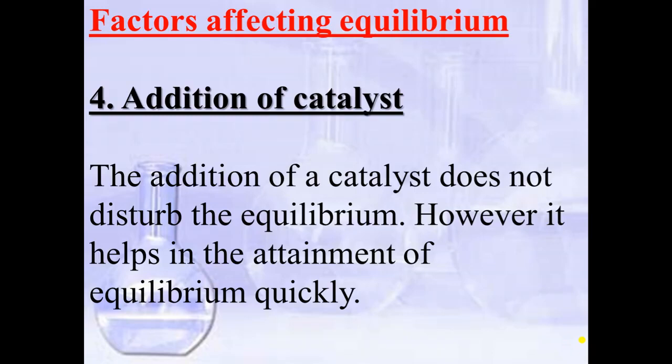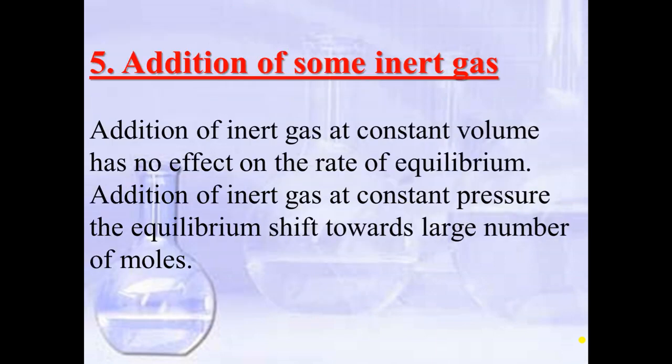We have studied three factors in the previous lecture, and now we will discuss the fourth factor, that is addition of catalyst. When we add a catalyst in a chemical reaction, then equilibrium is attained quickly. That means the rate of forward and backward reaction increases. Catalysts do not affect equilibrium, they just speed up the reaction. This is the fourth factor. Now the fifth factor is addition of some inert gas.